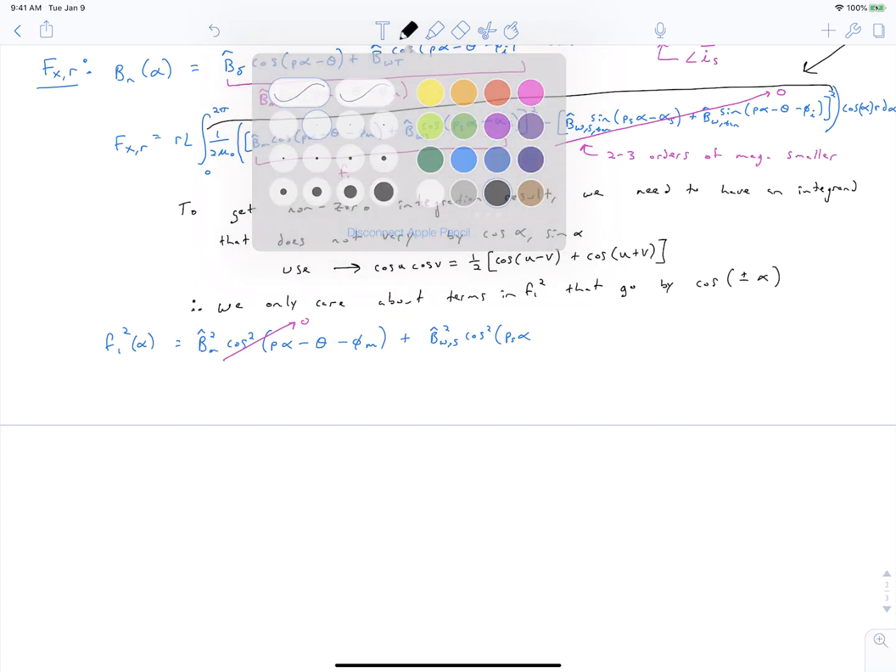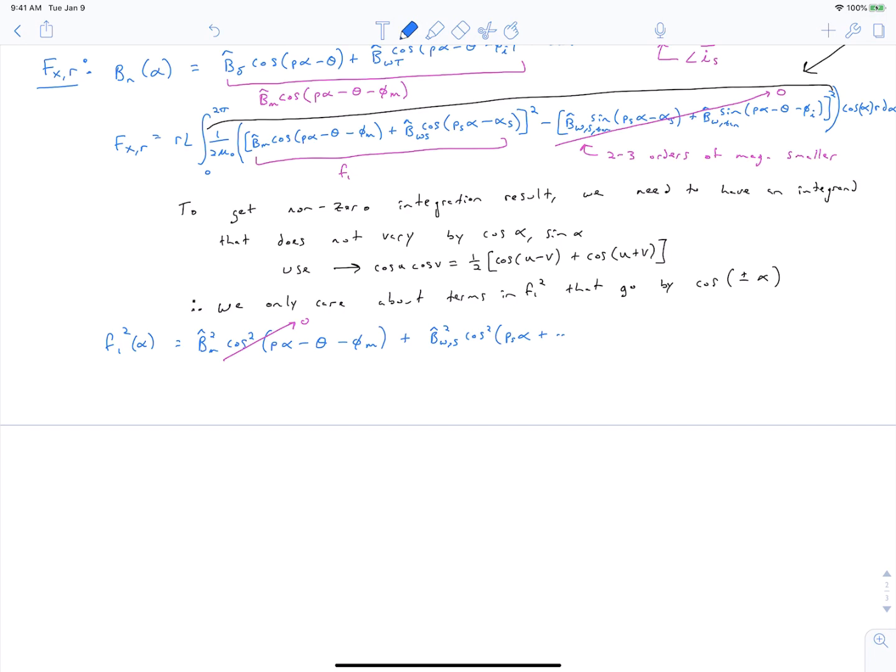Similarly, I've started writing out the next term here, and we can see that this term won't make it to the integral either.